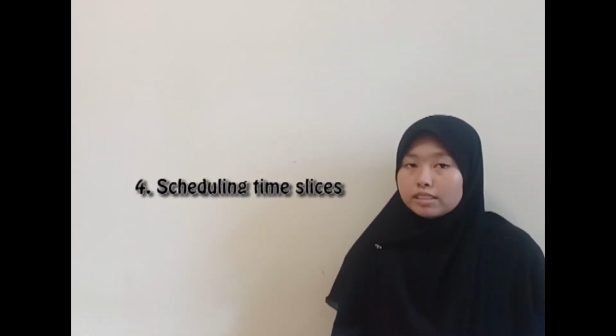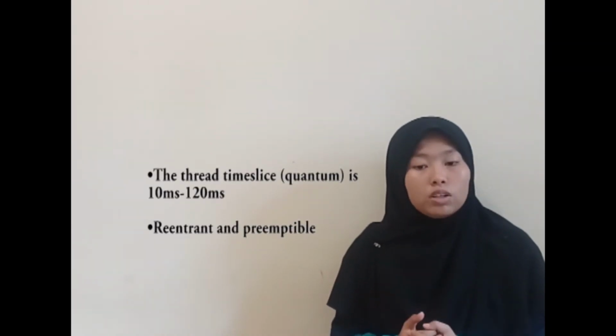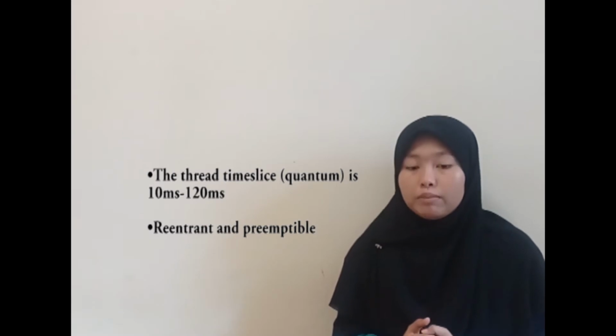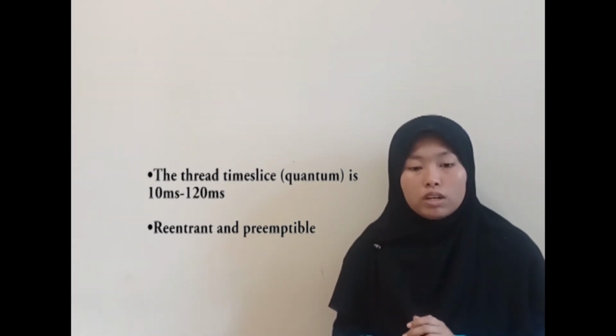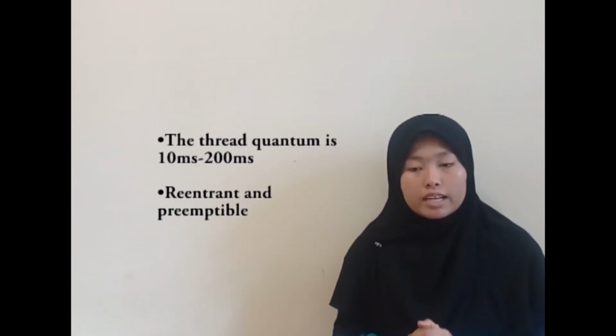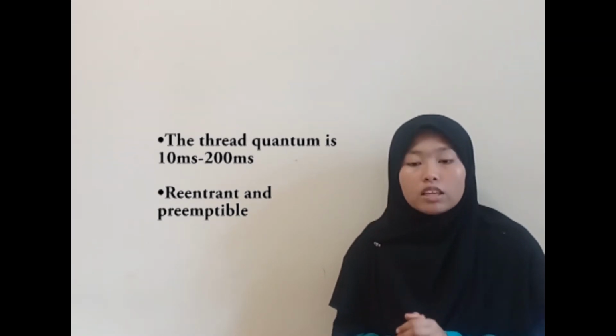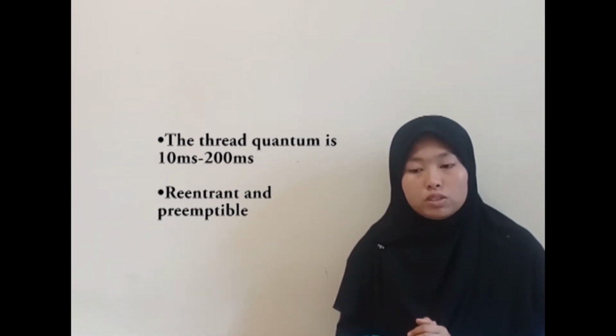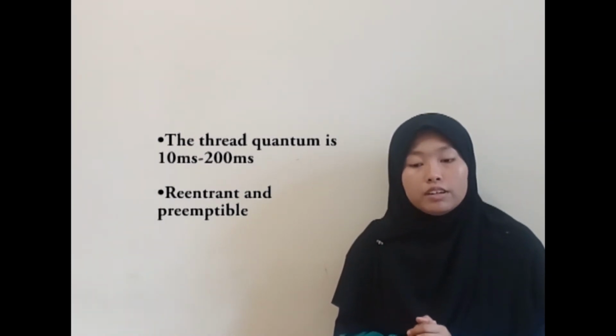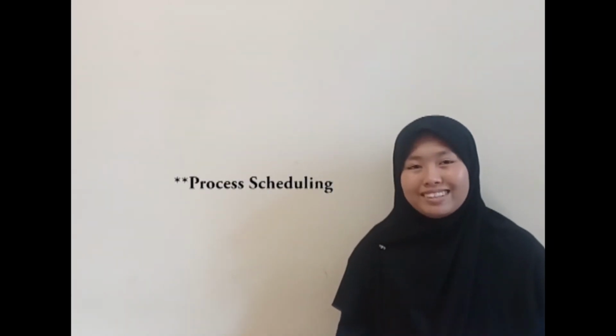Lastly, about scheduling time slice. In Windows, the thread time slice quantum is 10 to 120 milliseconds. The quanta can vary, has one of two values, recurrent and predictable. While in Linux, the thread quantum is 10 to 100 milliseconds, the default is 100 milliseconds. It varies across the entire range based on priority, which is based on interactivity level, recurrent and predictable. So, that's all about scheduling priorities.